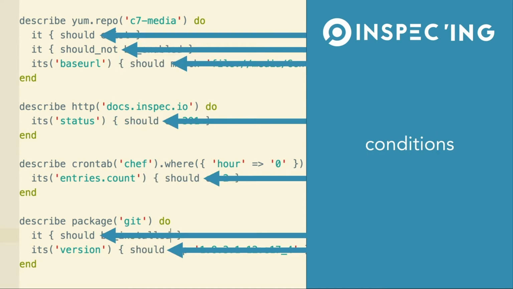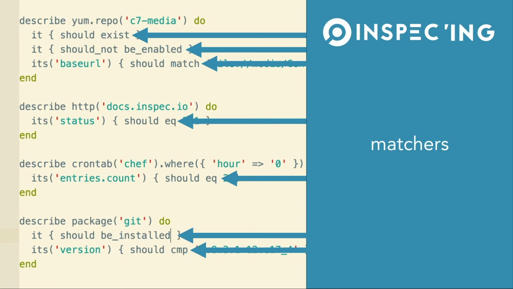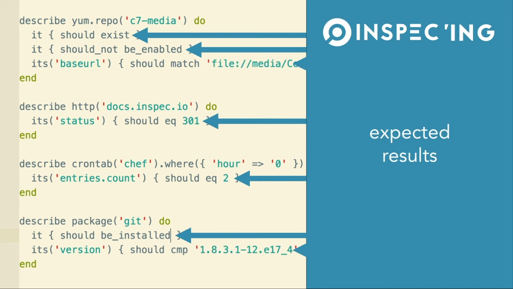We also saw conditions. We can see positive or negative conditions, should or should not. And we also have our matchers, which is stating whether something matches this, it exists, it should be enabled, if it's equal to, if it compares to that value, if it includes that value. We also see the expected results, what we hope it would equal out to.